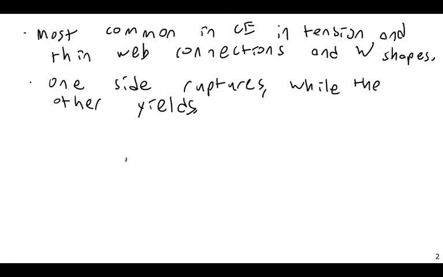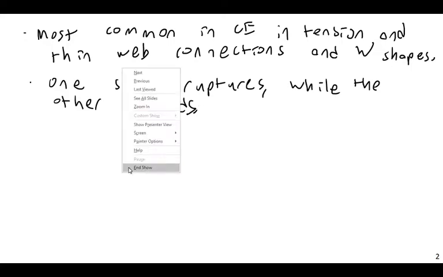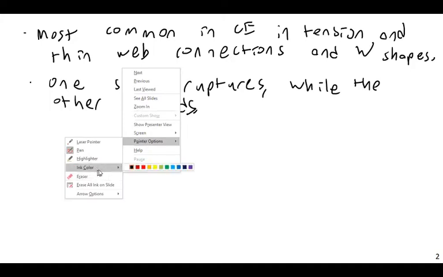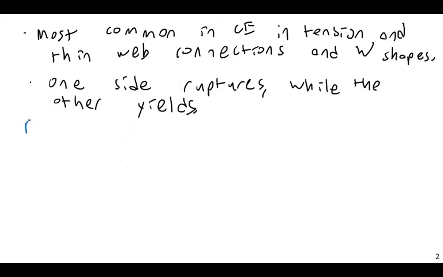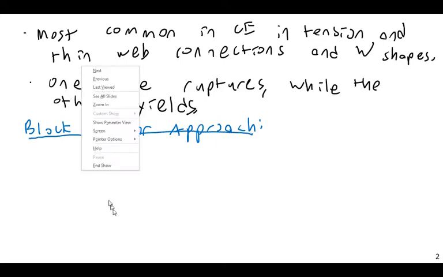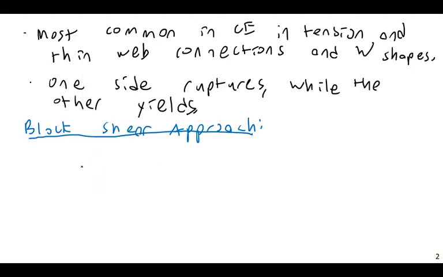Okay. So here, let us look at the overall approach, our block shear rupture approach. The thing about this is that we have different failure modes for different surfaces. So the way we approach this is to sum up the strengths of each individual plane.